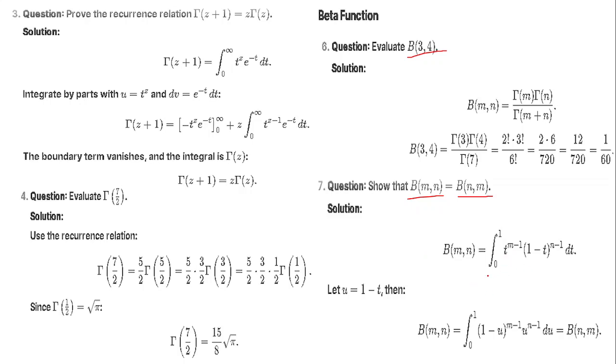Remember, the first thing is the difference between the beta and the gamma. The gamma has to do with integration from 0 to infinity. The beta is from 0 to 1. You get that? Yes, sir. So now show that this is equal to this.